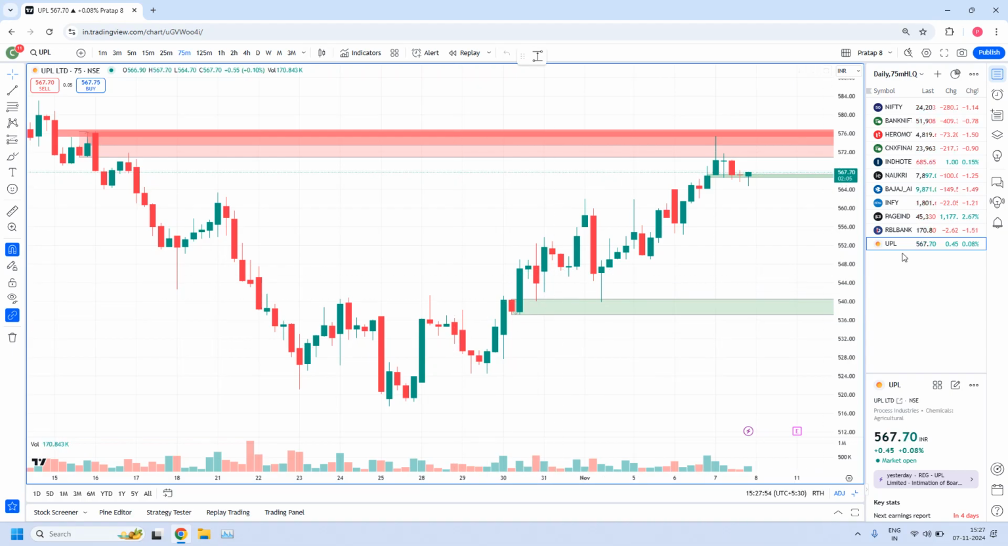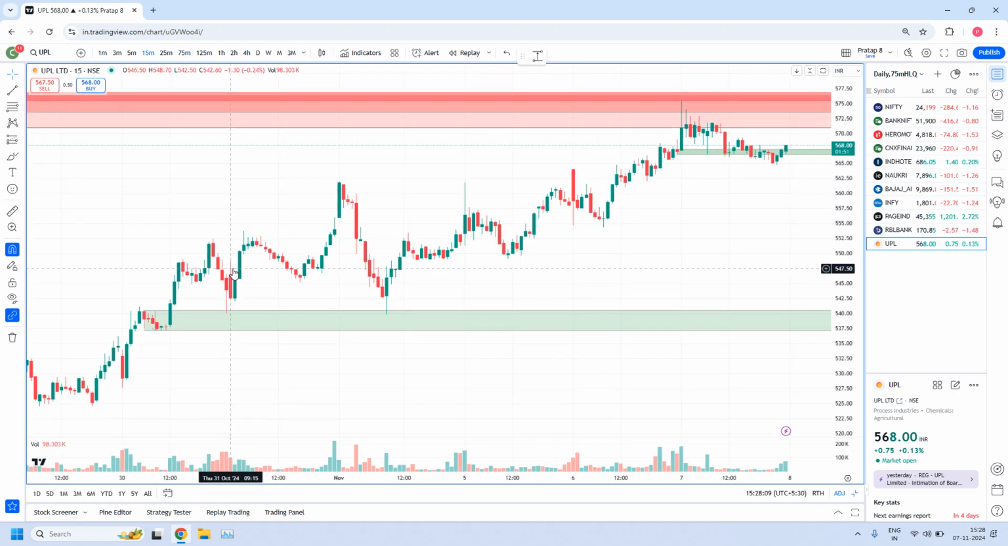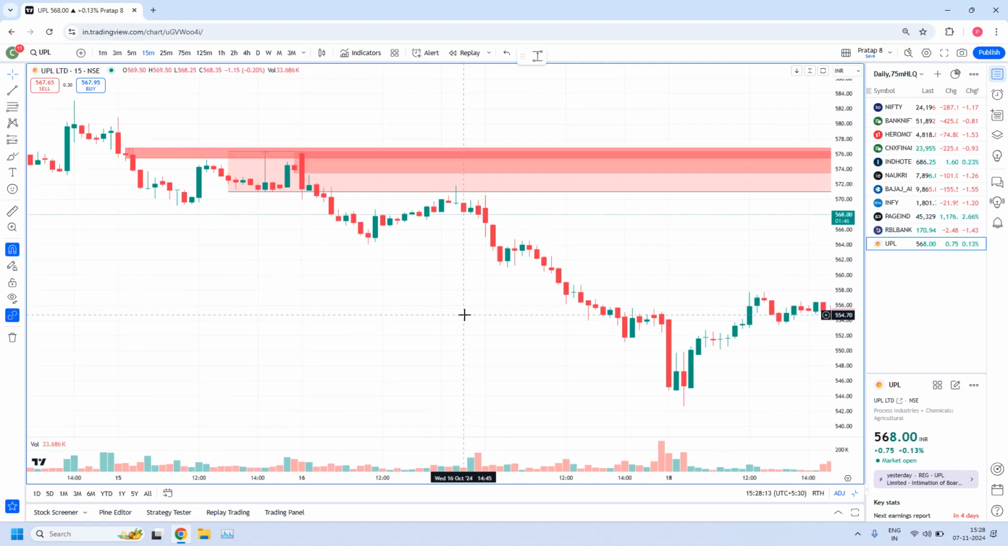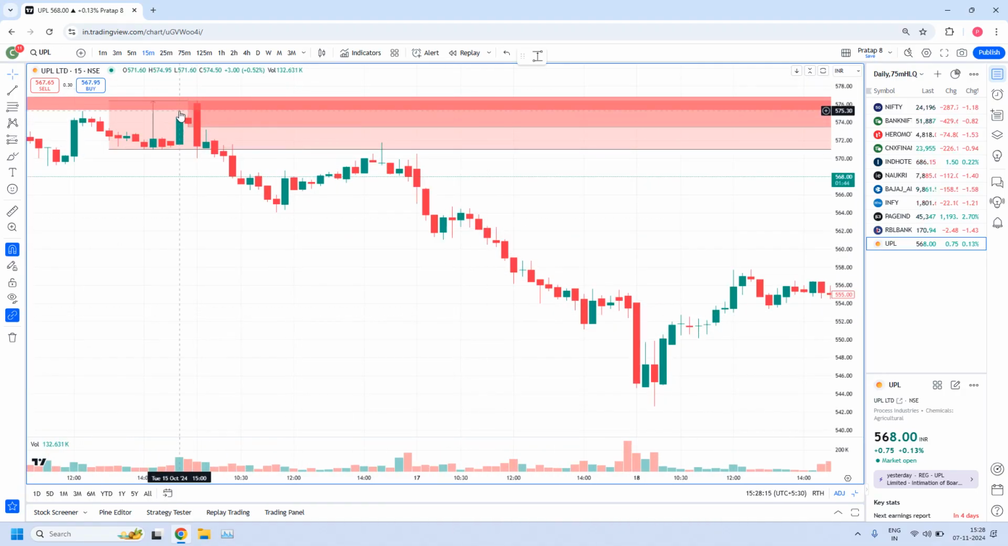The first one is UPL. This is a 75 minutes high liquidity zone. It is a rally, 2 base candles and a drop candle. This is what our software identified. And this 75 minute zone is fine tuned with the 15 minutes time frame. See here, you have a rally, base, drop. This is the 15 minute zone.